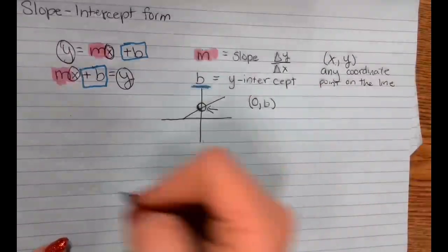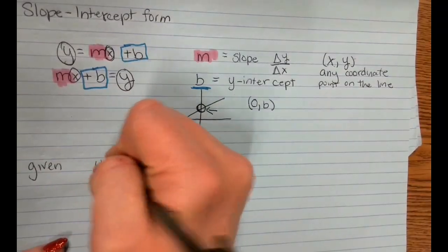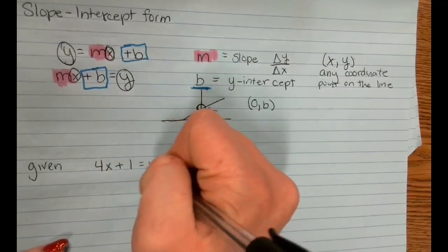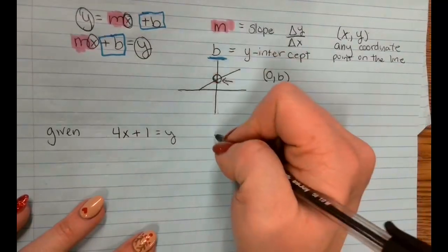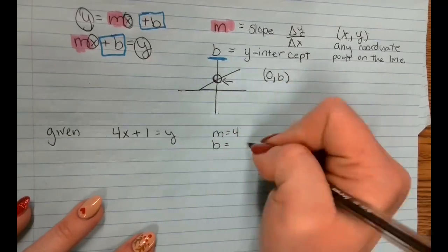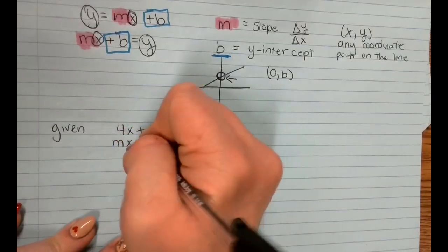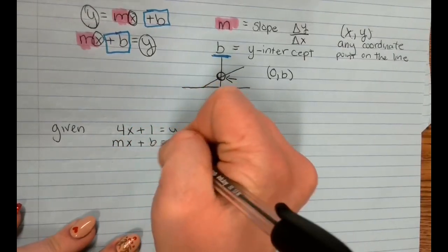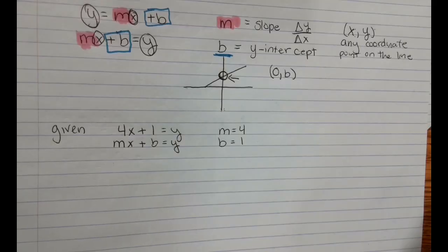So for example, let's say I was given 4x plus 1 equals y. Okay, let's identify the parts there. Your slope is 4. Your y-intercept is 1. To help you identify parts, I highly recommend writing your equation out underneath it. Number 1, that'll help you memorize the equation. Number 2, it'll allow your teacher to give you partial credit if you do it incorrectly. And number 3, it'll lessen the mistakes you make.